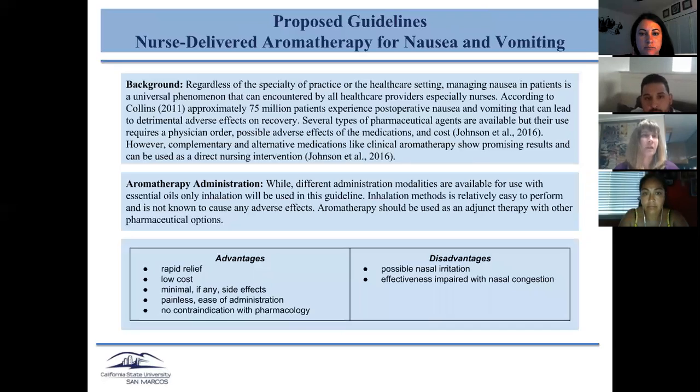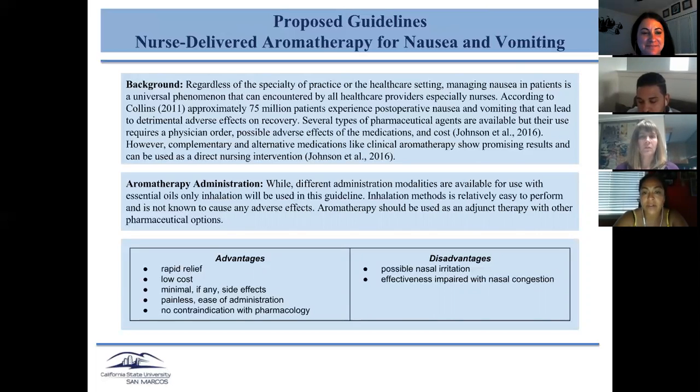Next slide. We would like to propose the following guidelines for nurse-delivered aromatherapy for nausea and vomiting. Background: regardless of the specialty of practice or the healthcare setting, managing nausea in patients is a universal phenomenon that can be encountered by all healthcare providers, especially nurses. According to Collins, approximately 75 million patients experience postoperative nausea and vomiting that can lead to detrimental adverse effects on recovery.